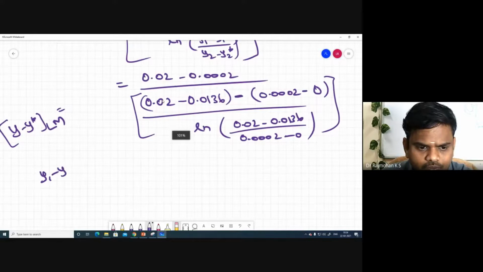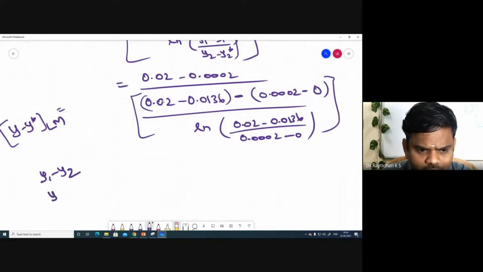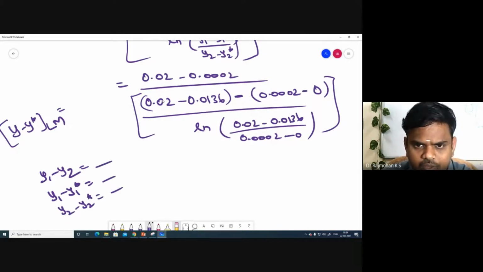What is y1 minus y1 star? What is y2 minus y2 star? We will determine the values and then substitute here easily. So what you get is the NTU value. So please simplify.